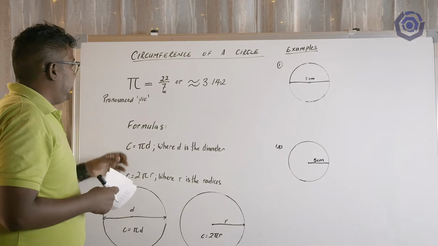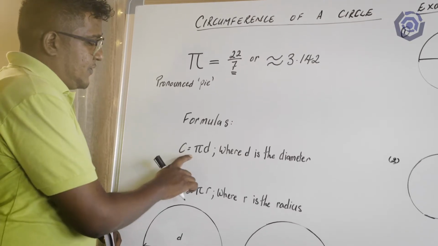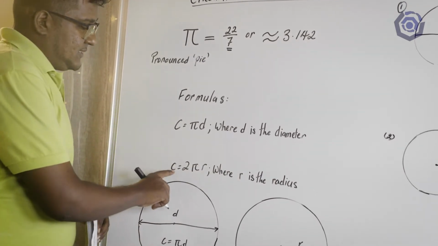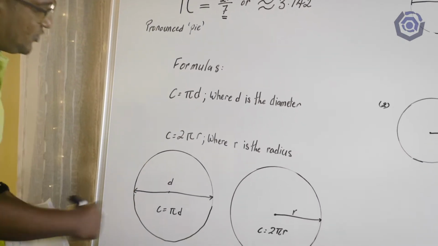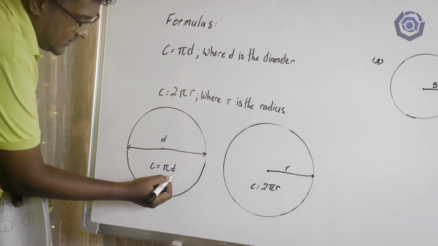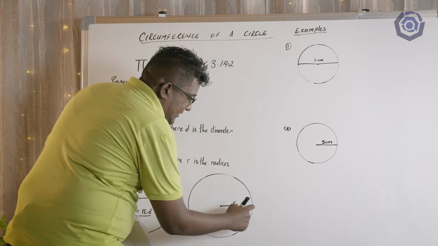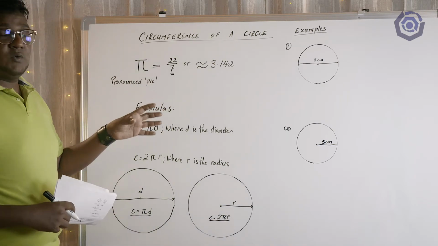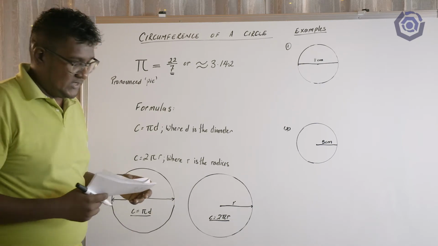So when finding the circumference of a circle, you have two scenarios. The first one is the formula C is equal to pi d, where d is the diameter. And the second one is C is equal to 2 pi r, where r is the radius. When you are given the diameter, which is the length from circumference to circumference passing through the center, we use this formula. And when you are given the radius, which is from center to the circumference, we use this formula. Now, we're going to go through two examples, and I'm going to give you an application of both of them so you get an idea of how to use them.